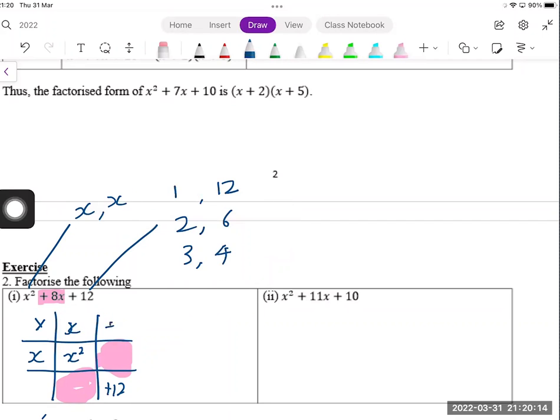So I can write down 2, 6. This will give me here plus 6x, here plus 2x, which corresponds to plus 8x. So with that, our factorized form will look like this: x plus 2, x plus 6. Am I clear? Okay, you want to try part 2 yourself? It takes about 2 to 3 minutes to try.